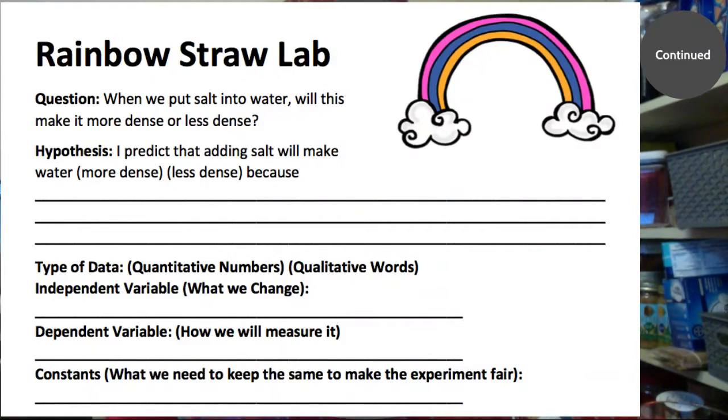I predict that adding salt to water will make it more dense or less dense because, and you can use that whole activity we just did because we just talked about how salinity, or the saltiness of the water, affects things. Remember, salinity is a fancy word for saltiness. Pause this video for just a second. I want you to make sure that you're filling in the independent, dependent, and constants before we go over them. So at this point, I'm assuming you filled those in yourself, and we're going to go over the answers together.